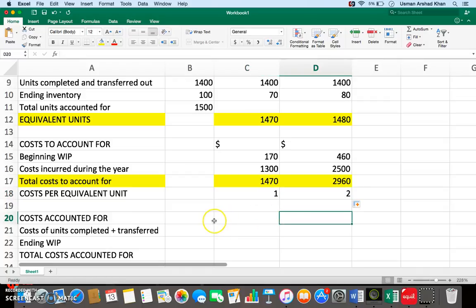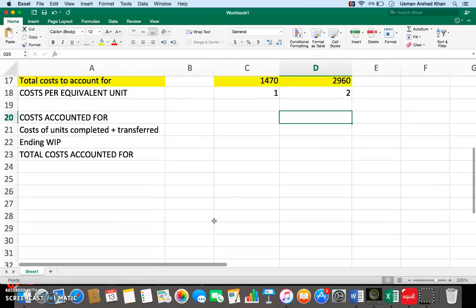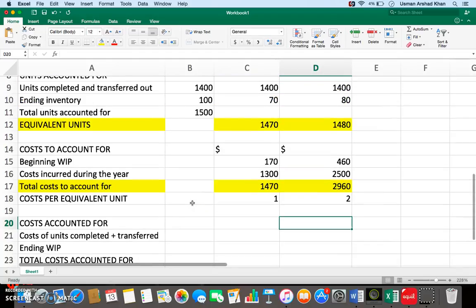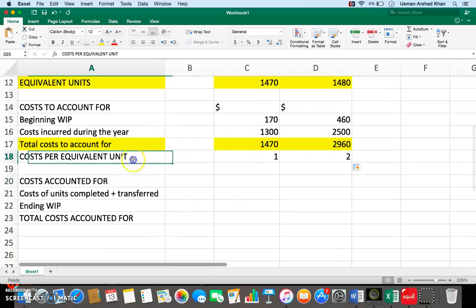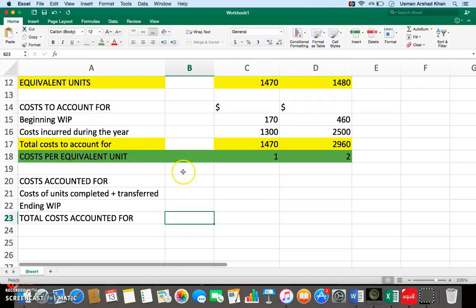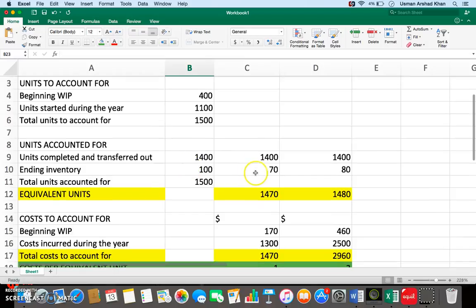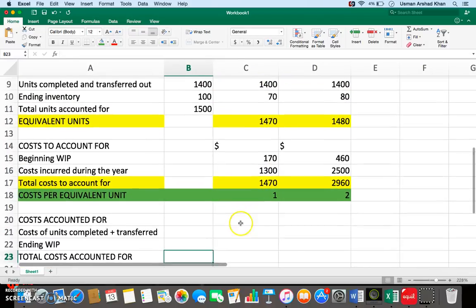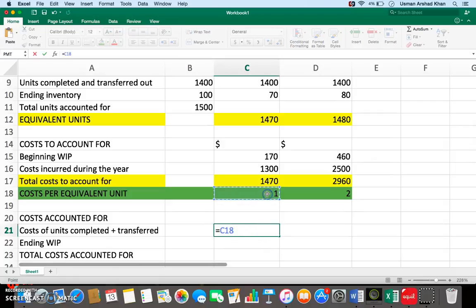All right, perfect. So we're now moving on to the last bit of the production report, which is costs accounted for. So cost of units completed and transferred out. How are we going to find that? We're just simply going to take these. I want to use a different color. We're going to take the cost per equivalent unit and multiply by the number of units that we found here. Equals this times your units that you found here. And then again, the same thing over here.